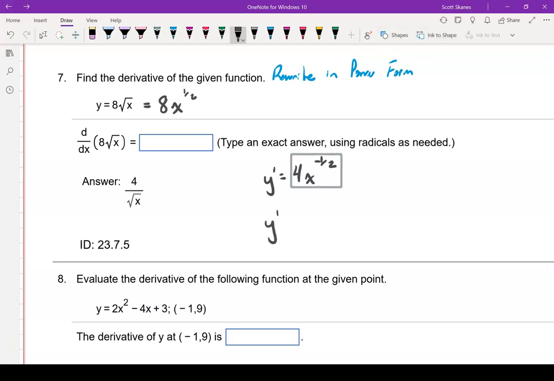But the question does say type an exact answer using radicals as needed, so if you really want to follow that instruction, which is a good idea, bring it to the bottom. It's x to the power of a half, and then really anything to the power of a half is a root, so it's root x. And there we have it. Moving on to number 8.